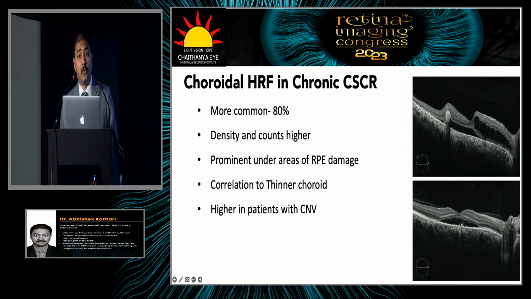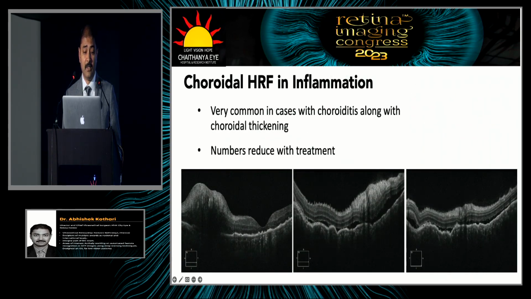Choroidal HRF in chronic CSCR are far more common, seen in up to 80% of the cases. Their density and counts are higher than in acute CSCR. They are very prominently seen in areas that have RPE damage or window defects. Their correlation is higher with thinner choroid, so it is inversely related to the choroidal thickness, and they are higher in patients that have CNVM as a complication of CSCR.